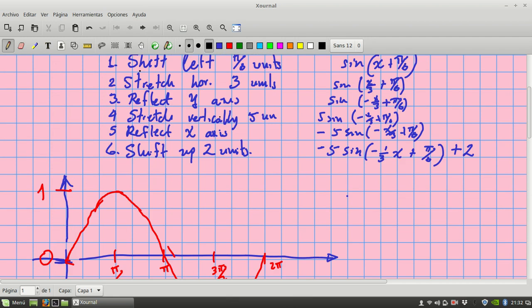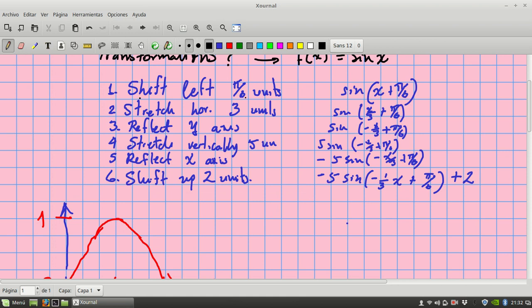So look at that. The first transformation that I found was shifted left pi/6. Notice that these three transformations are related to the x coordinate, and these three are related to the y coordinate. In the x coordinate, I prefer to start with the shift left, and in the y coordinate I finish with the shift up. It depends on the function, but for this type of function, in which there are no parentheses inside the argument or parentheses outside, this is the best way to organize the transformations. First shifted left, and the last is shifted up.